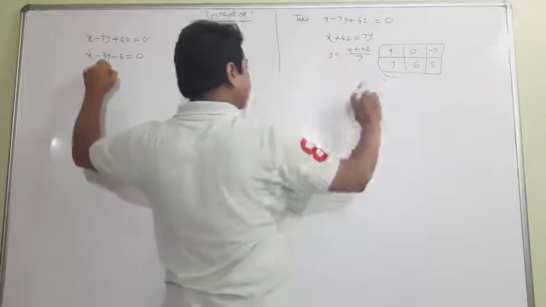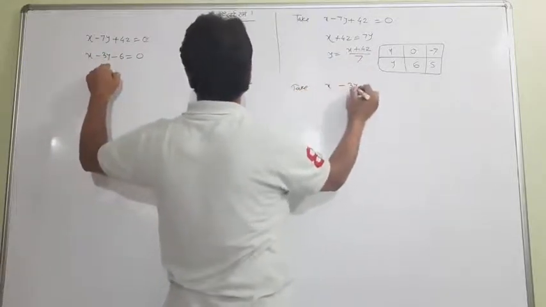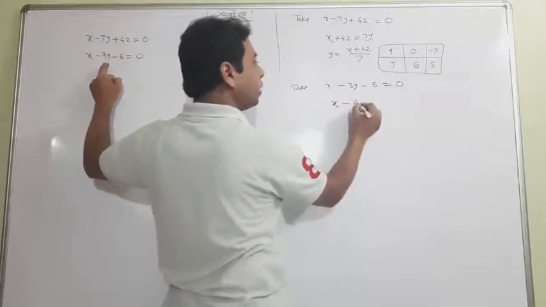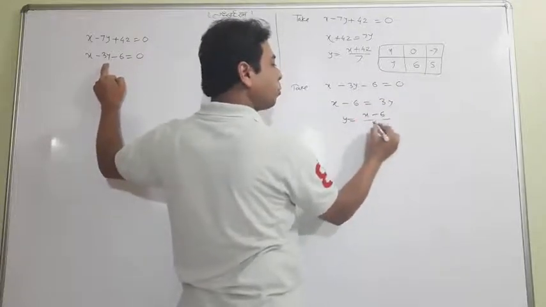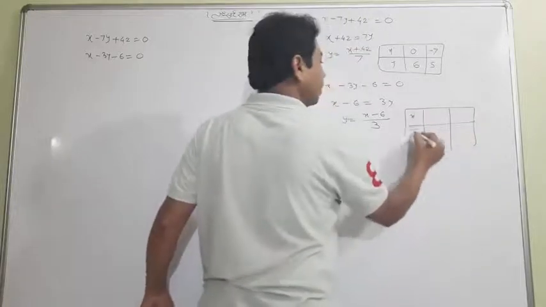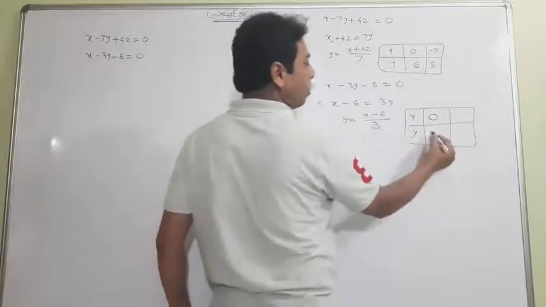Now I'll take a second one and make the graph later on. Take x minus 3y minus 6 is equal to 0. Find y from here. x minus 6 is equal to 3y. Transfer the 3, y is equal to x minus 6 upon 3, and make a graph, x and y. Choose x is equal to, suppose, 0. It is minus 6 by 3, minus 2.